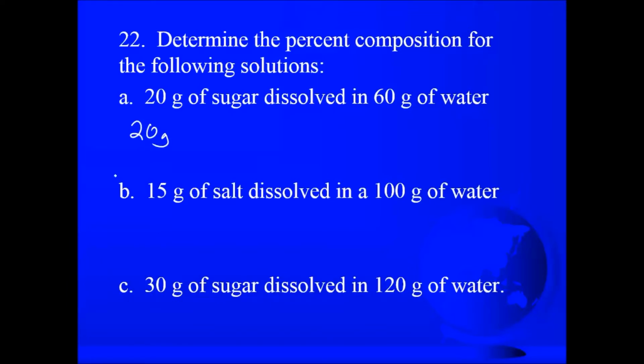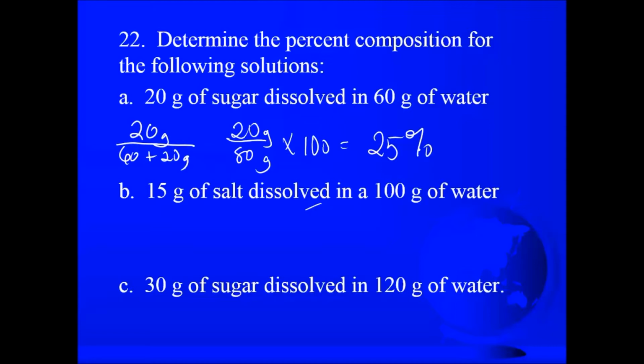20 grams is what gets dissolved in how many? 60 grams? No, it's 80. Why? 60 plus 20. Why? Because it's the part divided by the total. The part divided by the total. So it's 20 divided by 80 times 100, which should be 25%, right?